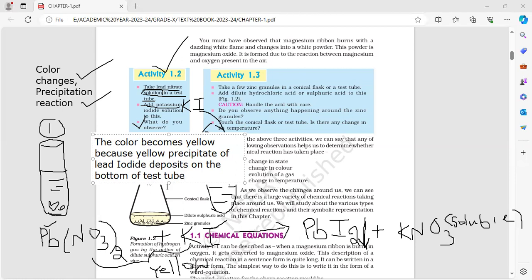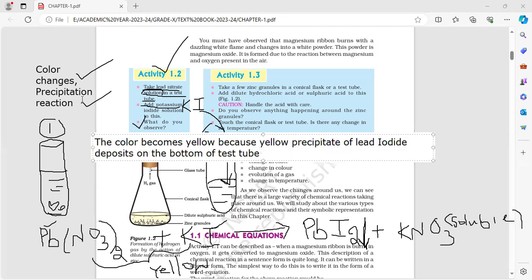So what happens when lead nitrate and potassium iodide are mixed? The color becomes yellow, because a yellow precipitate, lead iodide, PbI2, is formed. It is yellow in color, and it is a precipitate which is deposited at the bottom of the test tube. Whenever a precipitate forms, the arrow will be down. If it is a gas, the arrow is up. Okay, understood? Fine. So activity 1.2 is a precipitation reaction.